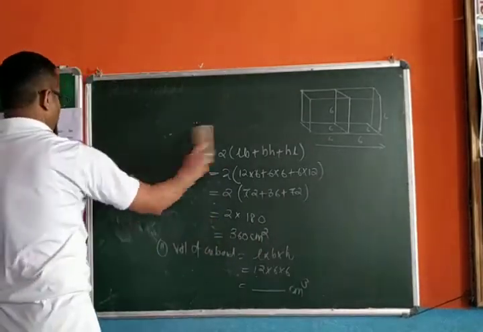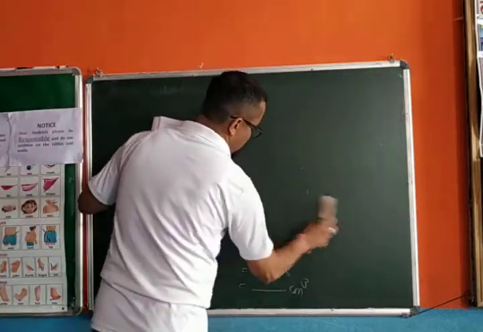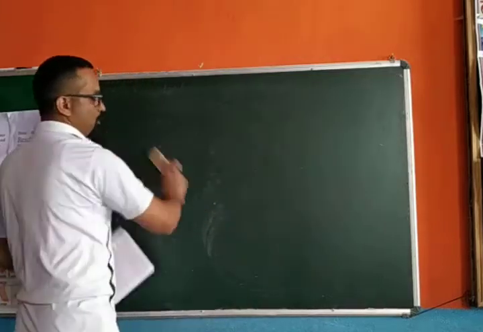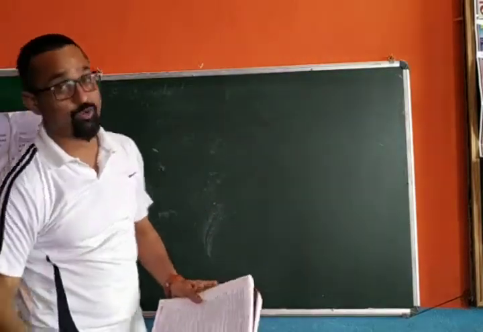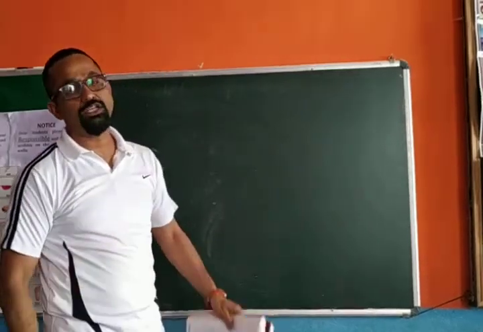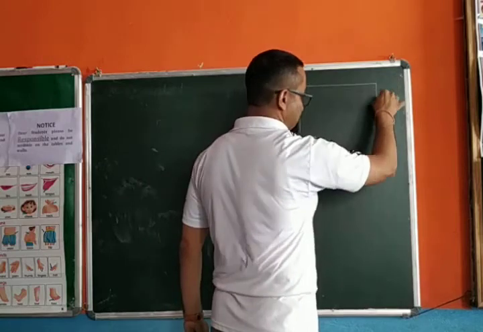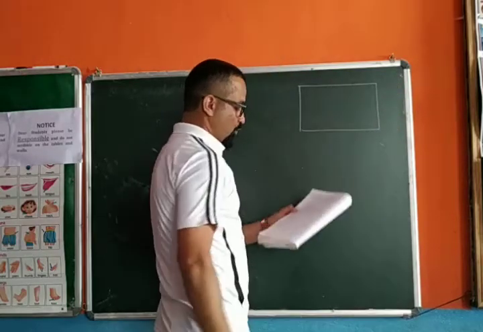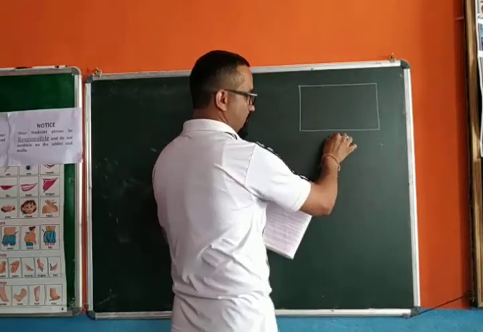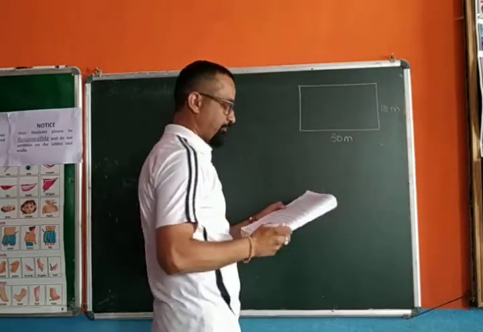Now look at question number 19. It is an important question and a bit confusing. You have to understand the concept. A field 30 meter long, 18 meter wide. You have a rectangular field whose length is given 30 meter, breadth is given 18 meter.